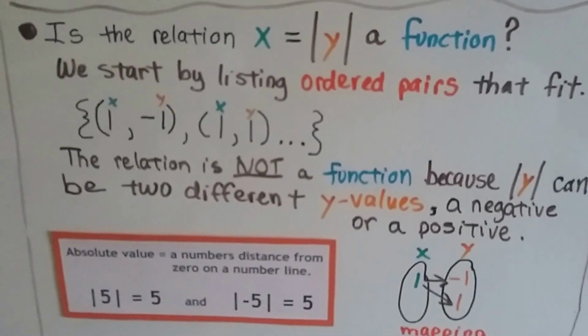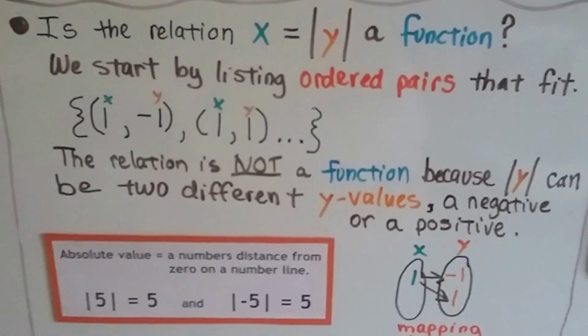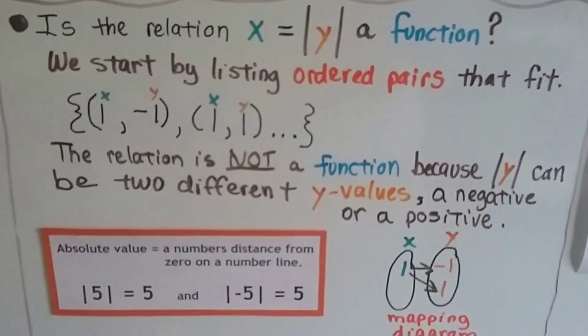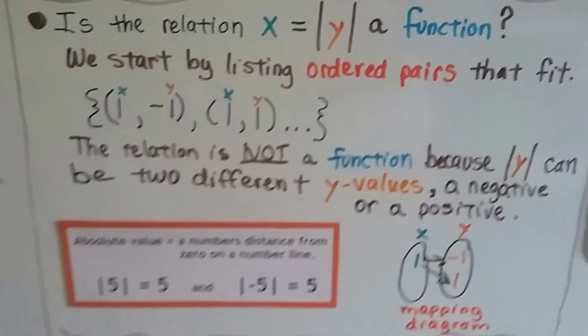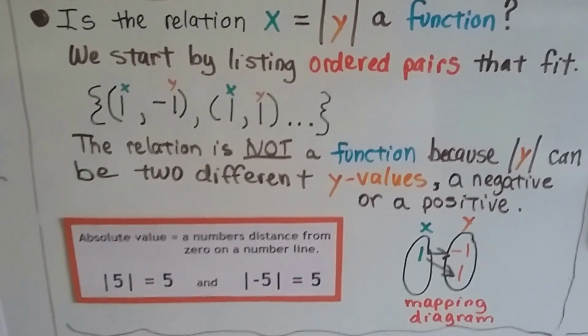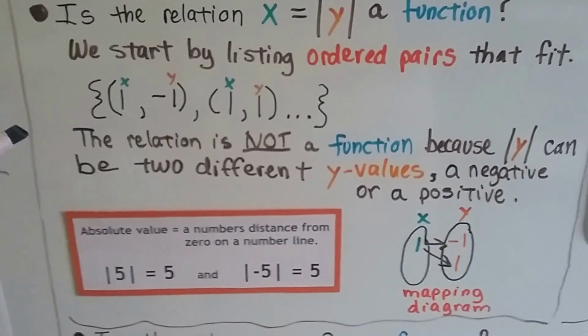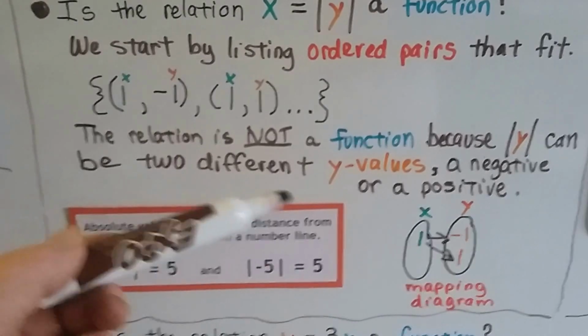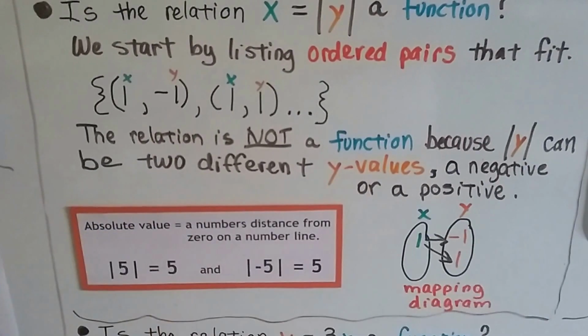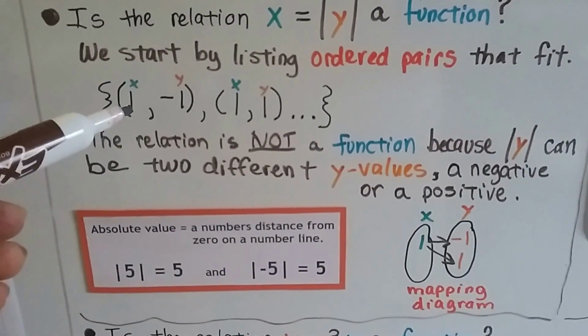So, is the relation x equals the absolute value of y a function? So we start by listing ordered pairs that fit, and we start with 1 to make it easy. Whenever you do a function table or a mapping diagram, start with a 1, and that'll make it easier to go in order, 1, 2, 3, 4. So we assign 1 to x.